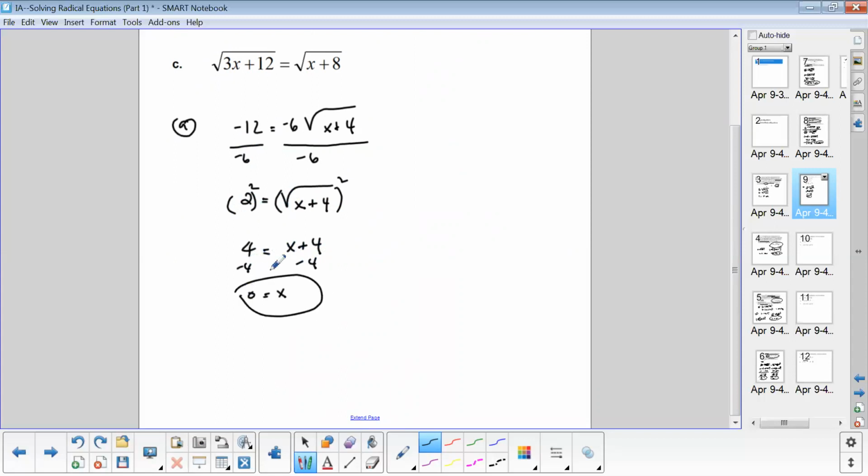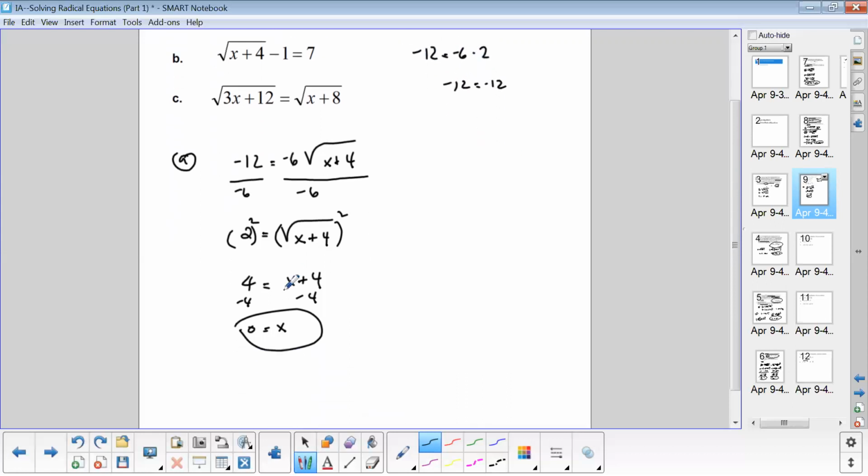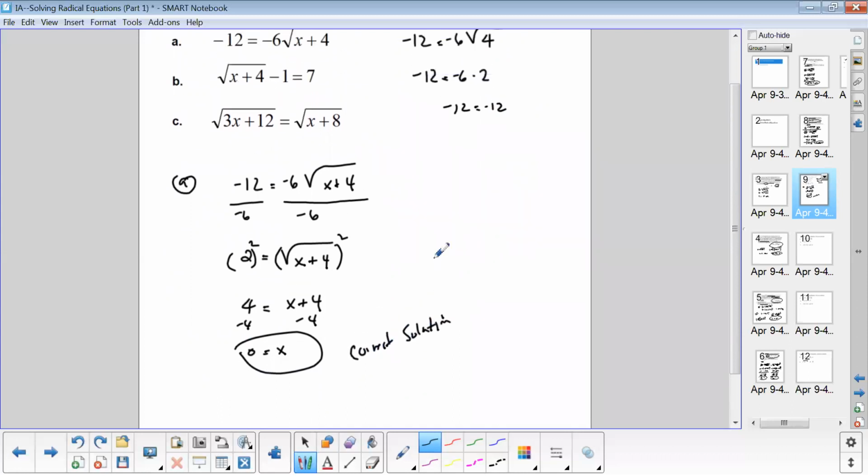Now if I go to substitute here, I get negative 12 is equal to negative 6 times the square root of 0 plus 4, which would just be 4. And the square root of 4 is 2, and negative 6 times 2 equals negative 12. So x equals 0 is the correct solution. There is not an extraneous solution at this point.